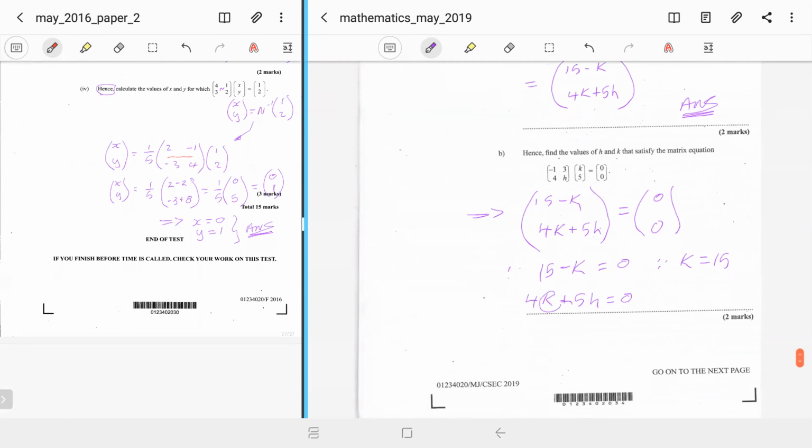And we know k is 15 from yesterday. So 4 times 15 plus 5h equals 0. Divide through by 5. You get 4 times 3 plus h equals 0. Therefore, h equals negative 12. If you want, you could work this out as 60 and divide by 5. 60 divided by 5 is 12, so this is negative 12. So k equals 15 and h equals negative 12.